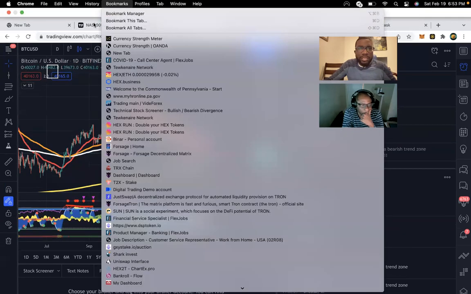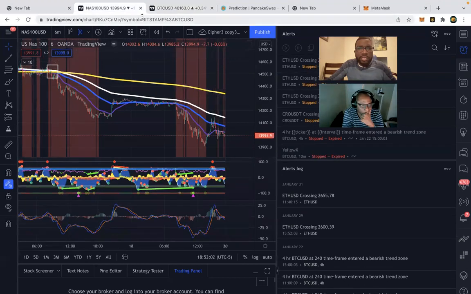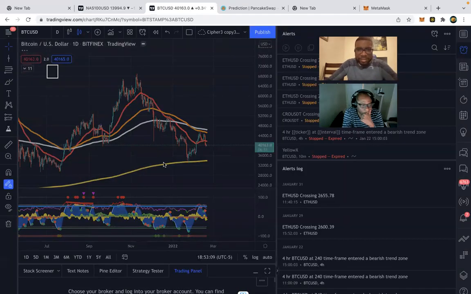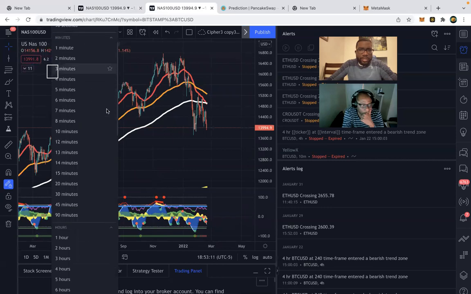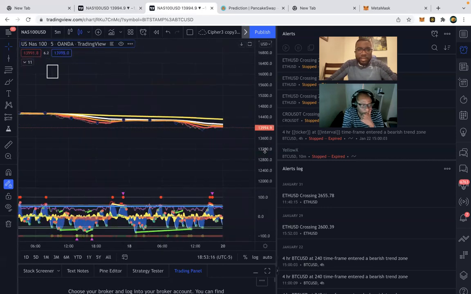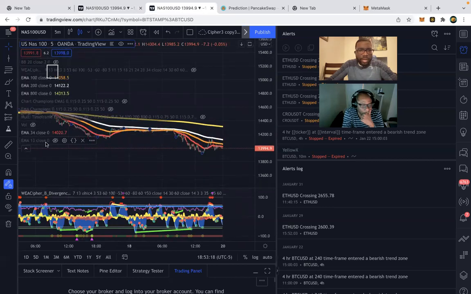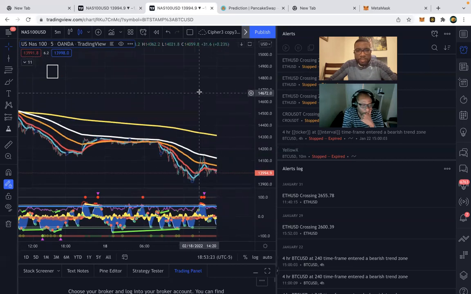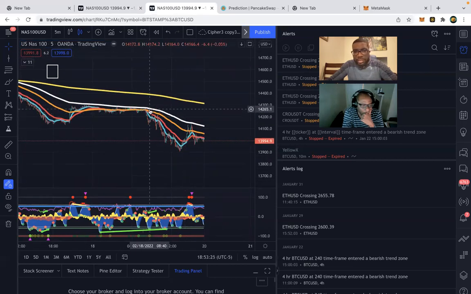Let's go to Nasdaq. Let me just type it in here. You see what's going on here? Nasdaq on the day chart. 13 day. Okay, let's say you shorted here, right? You see how that 13 is touching the 34 up? You want to get out of that short because boom, it went up a little bit.